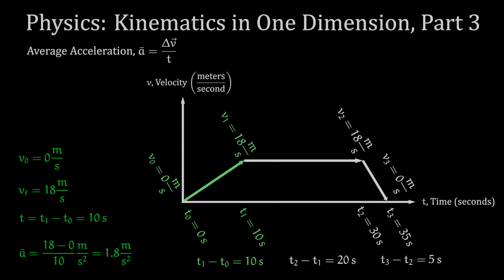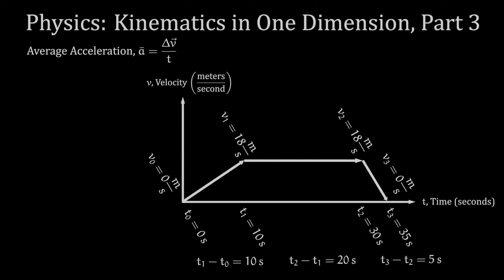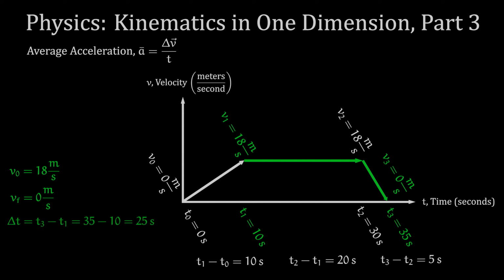Finally, let's calculate the average acceleration from the time you first reach cruising speed to stopping at that next red light. In this case, your initial velocity is the cruising speed of 18 meters per second, and your final velocity stopped at the light is 0 meters per second. The change in time from the moment you reach 18 meters per second to the moment you stop is a total travel time of delta t equals 25 seconds, which we get from t3 minus t1. Putting this into our equation, we find an average acceleration of negative 0.72 meters per second squared.